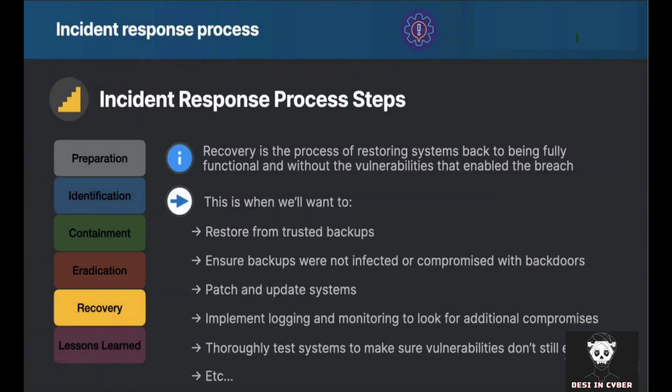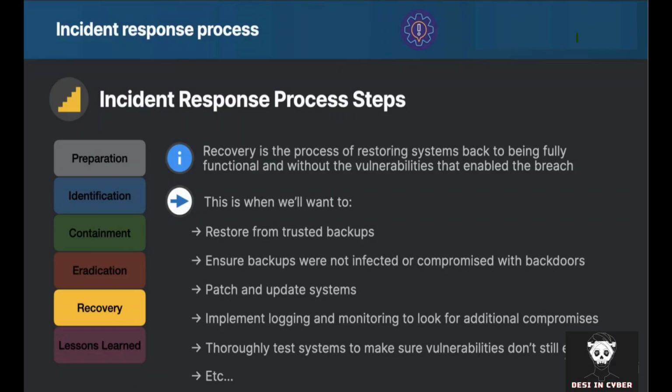Right after and/or during the eradication phase, we will start the recovery phase. Recovery is the process of restoring our systems back to being fully functional, but, of course, without still having the vulnerabilities that enabled the breach. This is when we'll want to restore from trusted backups. Ensure that the backups were not infected or compromised with backdoors. Patch and update the systems. Implement specific logging and monitoring to look for additional compromises. Thoroughly test those systems to make sure the vulnerabilities don't still exist, etc.